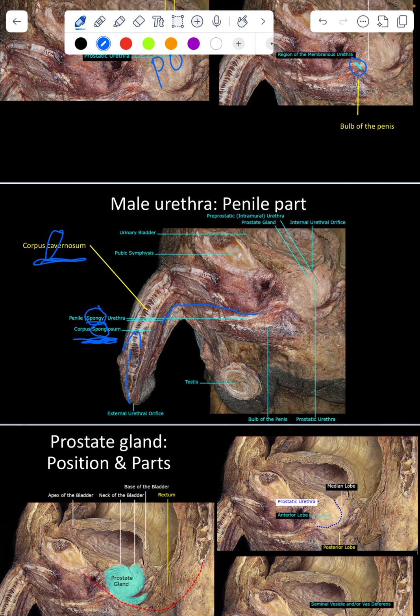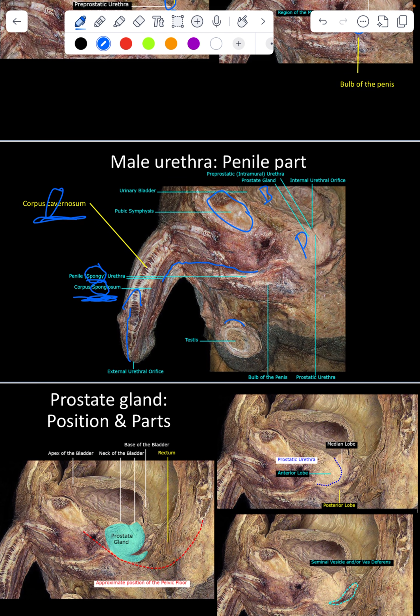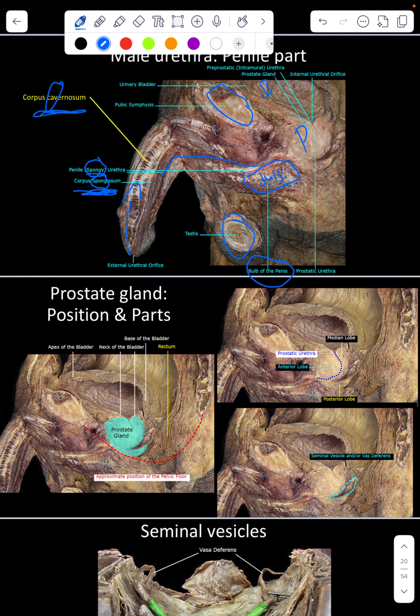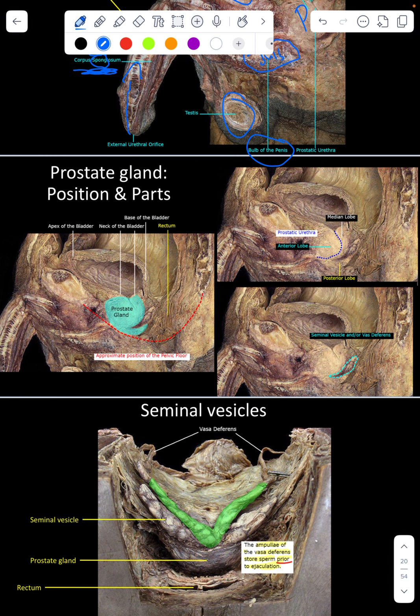And then pubic symphysis, so we know right behind is going to be the bladder, under the bladder is the prostate. These are the testes, and then this is the bulb of the penis. Okay, prostate gland. So this is your rectum, this is your prostate gland.